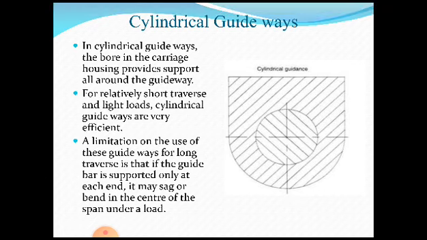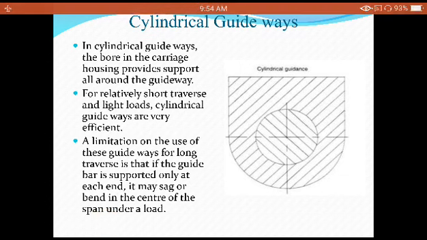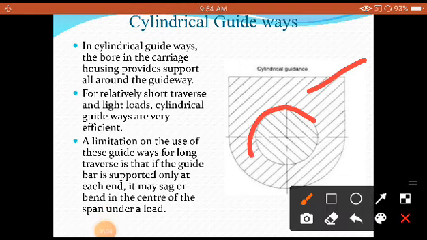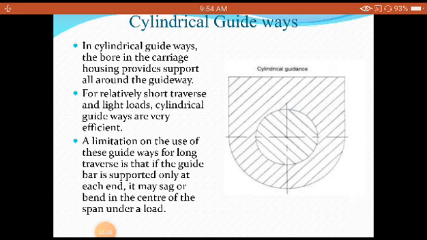In cylindrical guideways, the bore in the carriage housing provides support all round the guideway. It is very clear, this is going to provide support for movement purpose. For relatively short traverse and light loads, cylindrical guideways are very efficient. Suppose the design or the structure of the CNC machine tool is such that it is a very small one, not a very big one. In that condition, these cylindrical guideways are used, because the reason is very simple. We require to give support here.